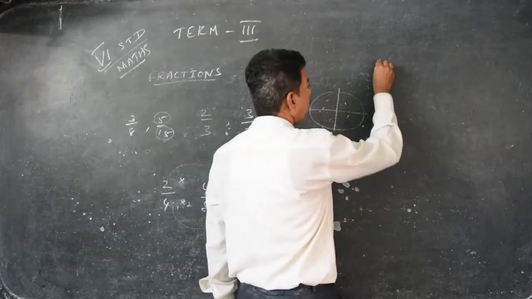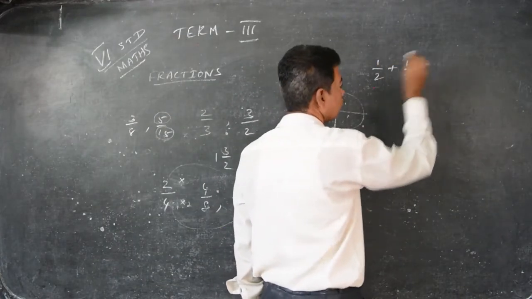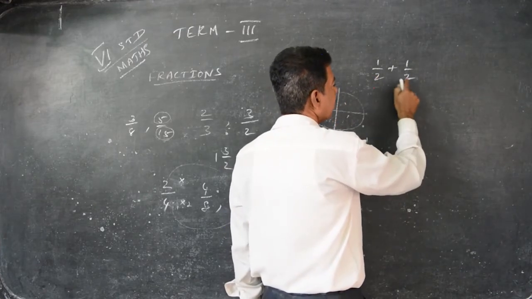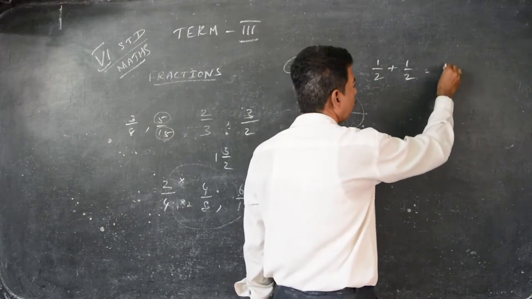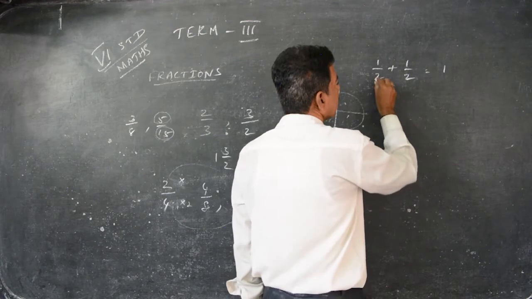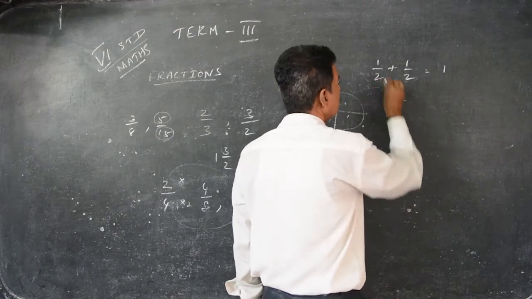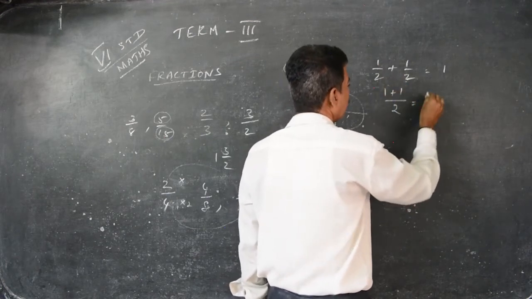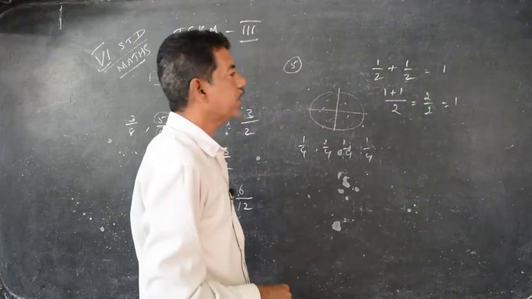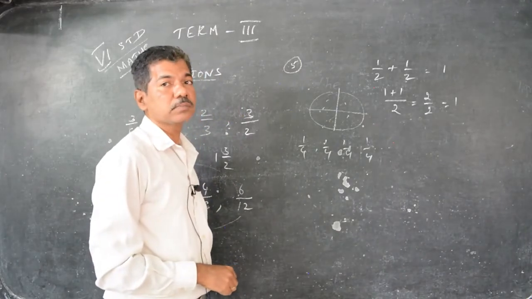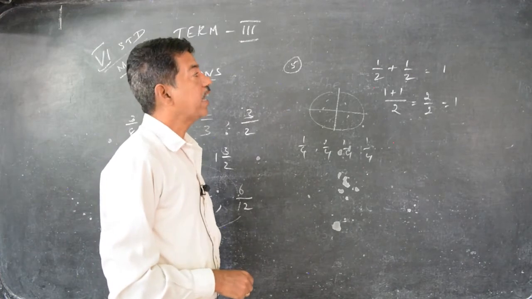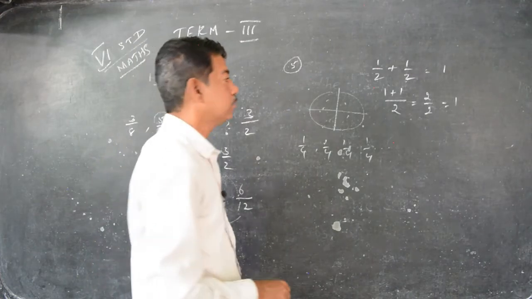See for example, 1 by 2 plus 1 by 2. Both are the same fraction, this is a half. Half plus half, what should we get? We should get 1. How are we getting 1? See this, okay, the LCM is the same, 2. 1 plus 1 equals 2 by 2 equals 1. Numerator and denominator are the same number, so the answer is 1. Can you follow this? Okay, I have added two fractions.